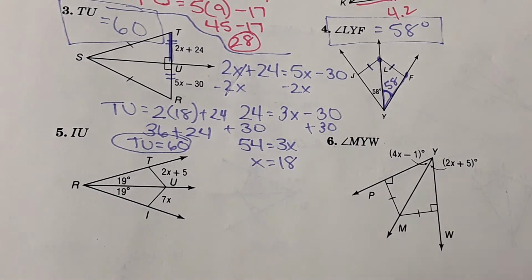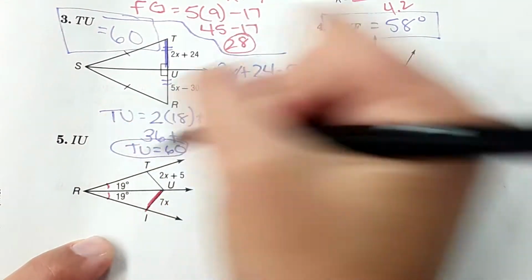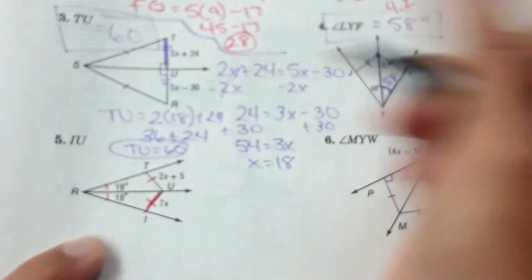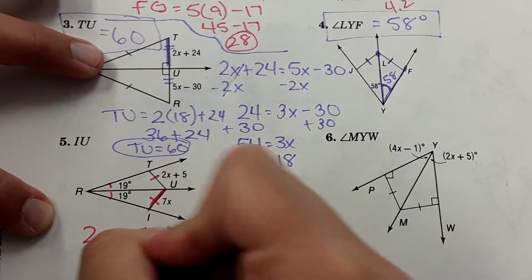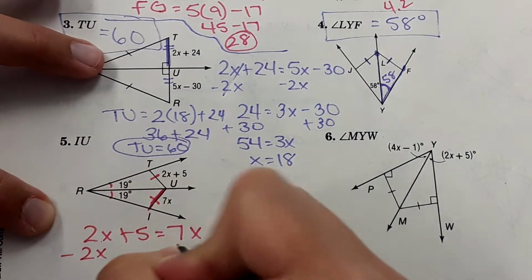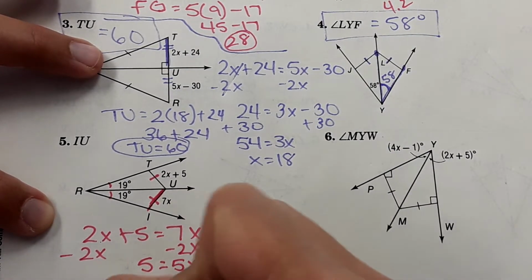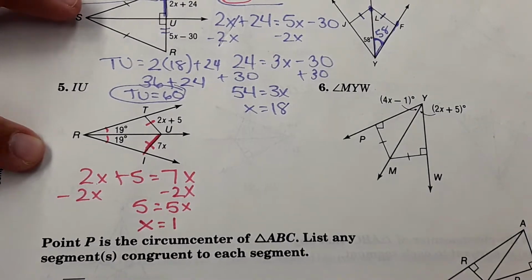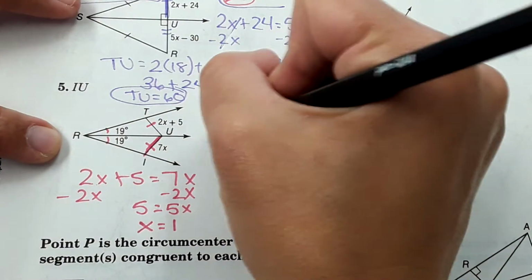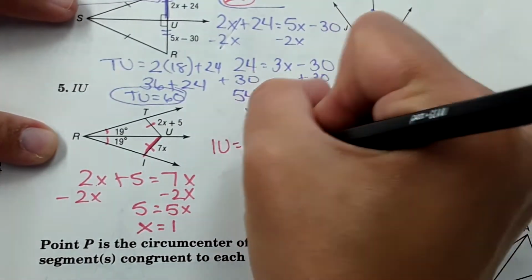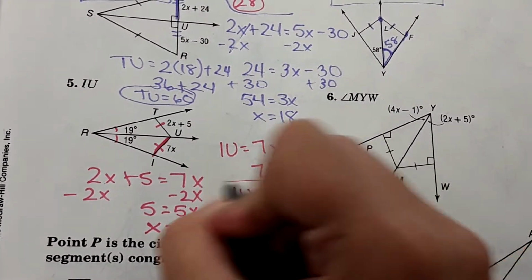Number 5, it asks for the length of IU, so that's just this segment here. Again, it shows you that these angles are the same measure, so therefore this is the same measure as this. Set them equal to find x. You get x equals 1, which you then have to go and plug in. IU is 7x, so 7 times 1 is 7. IU equals 7.